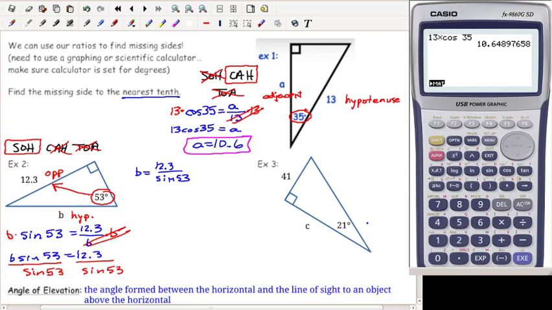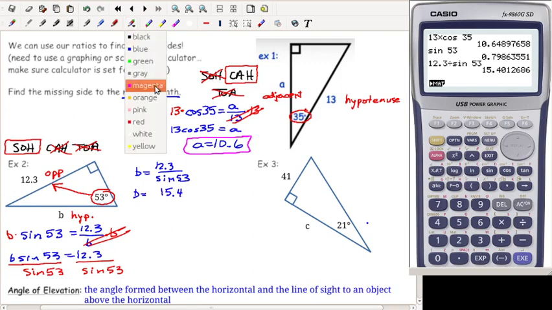Sine 53 is just a decimal number. If I type that into my calculator, just for an example, it just is a decimal. It's just a number. So I can divide by it the same way I can divide by anything else. So when I want to figure out what this answer is, I'm going to go 12.3 divided by sine of 53, and that tells me the length of my side B is 15 point, round to the nearest tenth, 15.4. And that would be my final answer.